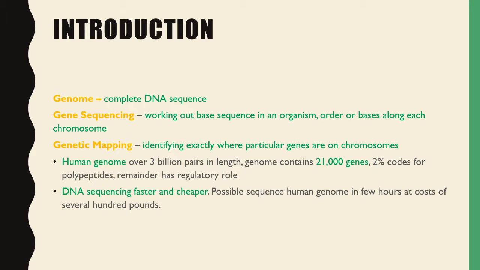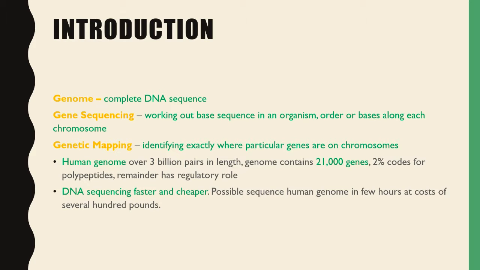We start off by letting you know what a genome is, and a genome is just a complete DNA sequence. Gene sequencing, then, what is this process? Well, this process is working out the base sequence in an organism, the order of the bases along each chromosome. You do a thing called genetic mapping, which is identifying exactly where a particular gene is on a chromosome. The human genome, our DNA sequence, has over 21,000 genes. It is over 3 billion base pairs in length.